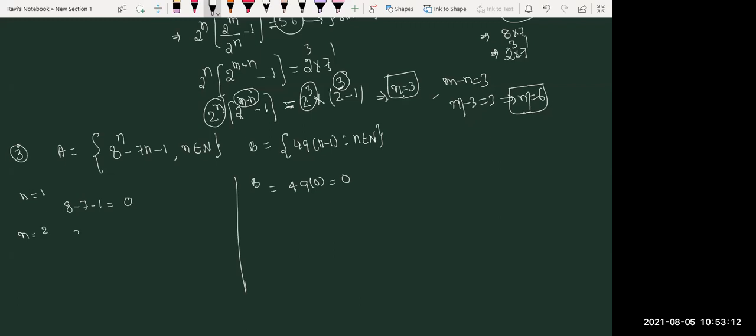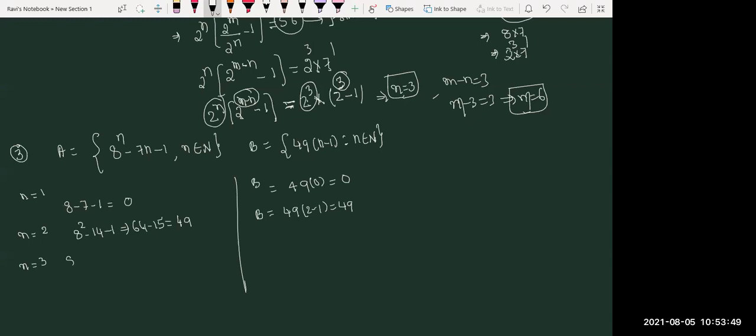N equal to 2: 8 square minus 14 minus 1. 8 square is 64, right? 64 minus 15 is 49. You people please try to find that out. Now for n equal to 2 on the B side, 2 minus 1 gives 49. Here also 49, there also 49. That's why we still can't say whether it's a subset.